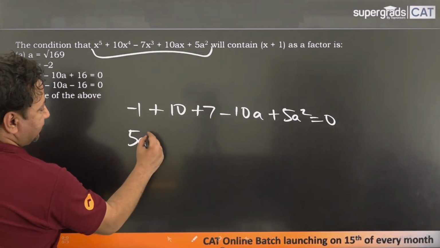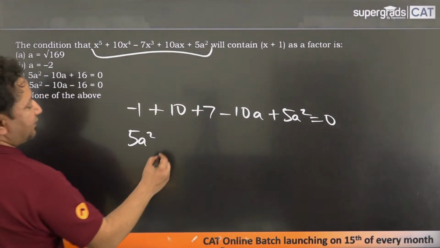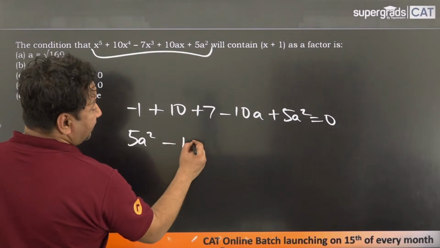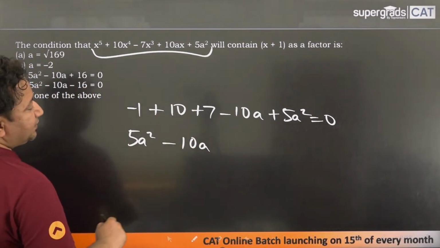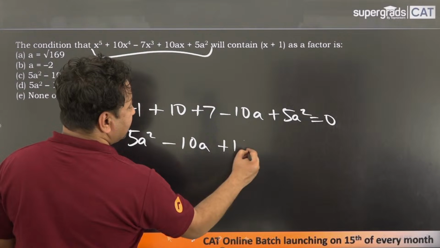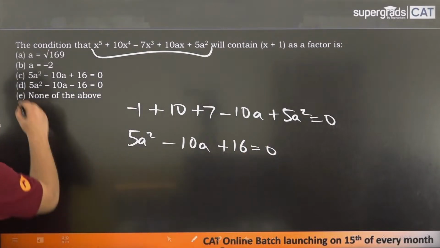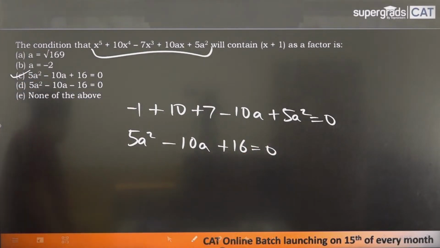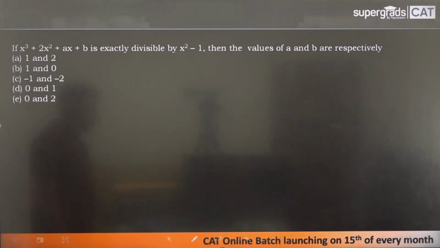So rearranging in terms of decreasing powers of a, 5a square minus 10a plus 16 is equal to 0. Which one is correct? Option C. An easy question. Got it? Everyone, Vishal, Shivansh, Tanu, Kashish. Here comes the next one.